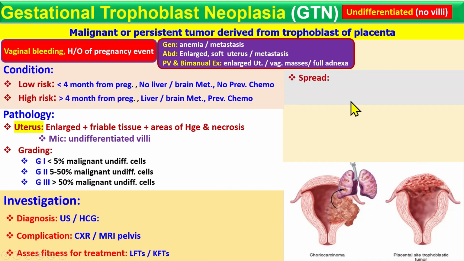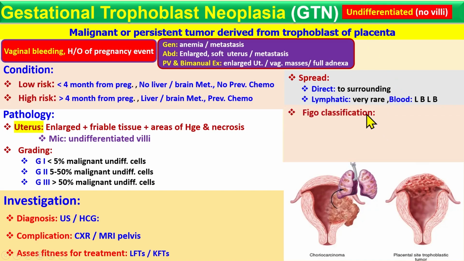Okay. The metastasis spreads directly into surrounding areas, adnexa or the myometrium, the arteries and vessels, and rarely by the lymphatics, but mostly by the blood: lung, bone, liver, brain. Liver and brain involvement is the high risk condition.